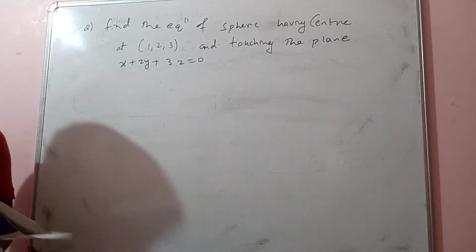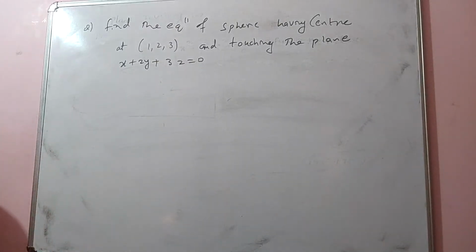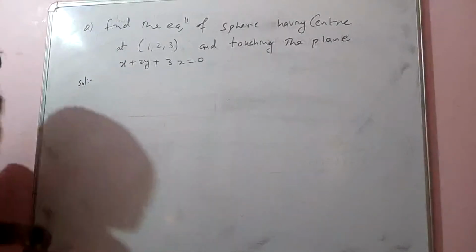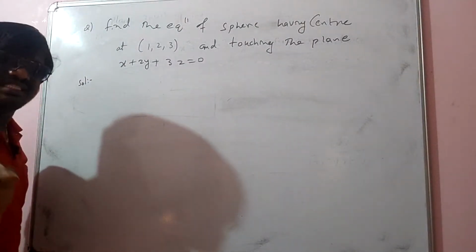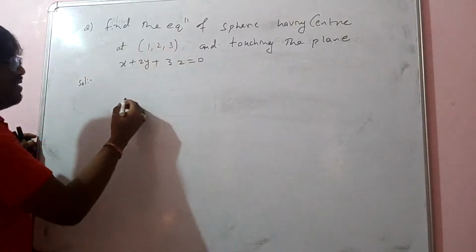Now I'll make you understand this. They have given the center of the sphere and the equation of the plane, and you have to find the equation of the sphere. How to find it? I am going to explain. I won't go into the proof because it is not easy, and it looks hard to remember, so I am directly explaining the problem.